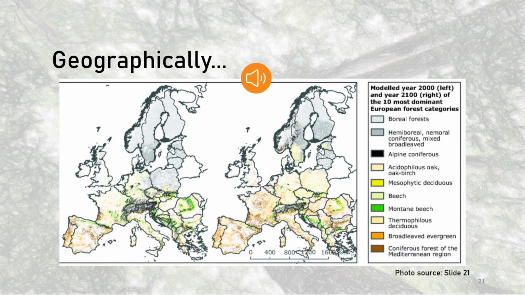In terms of future distribution in Europe, a northeast shift of forest categories has already been observed for European forest species. This graphic is presenting two models of the 10 most dominant European forests. On the left side, we see their distribution in the year 2000. On the right side, we see a forecast for the year 2100.